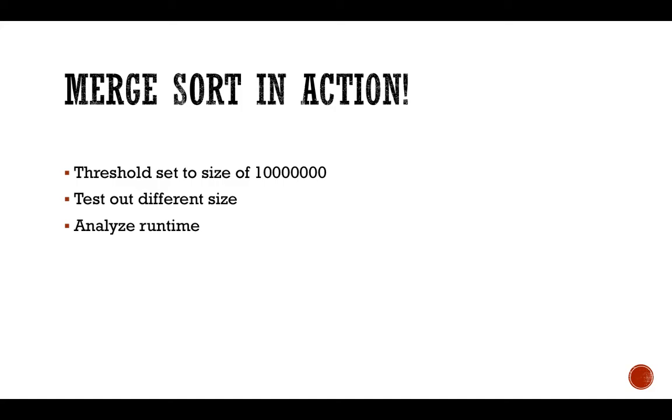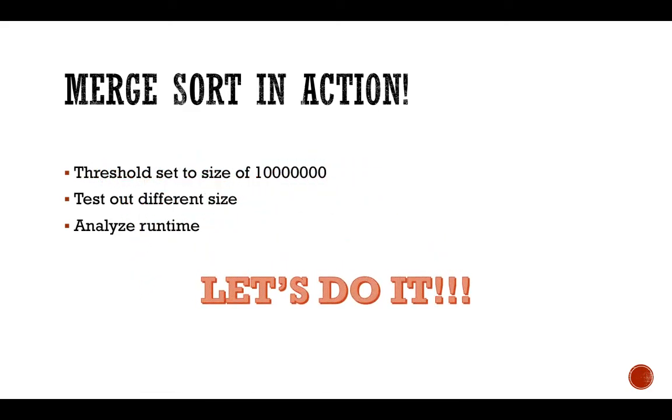I've written a piece of code utilizing the Java fork join framework to do the merge sort operation. For my program, there are some specific things I want to mention. I set the threshold to about 10 million elements of the array, and then we'll be testing out different sizes given the threshold and analyzing the time between the regular merge sort and the merge sort utilizing the Java fork join. So now let's do it.